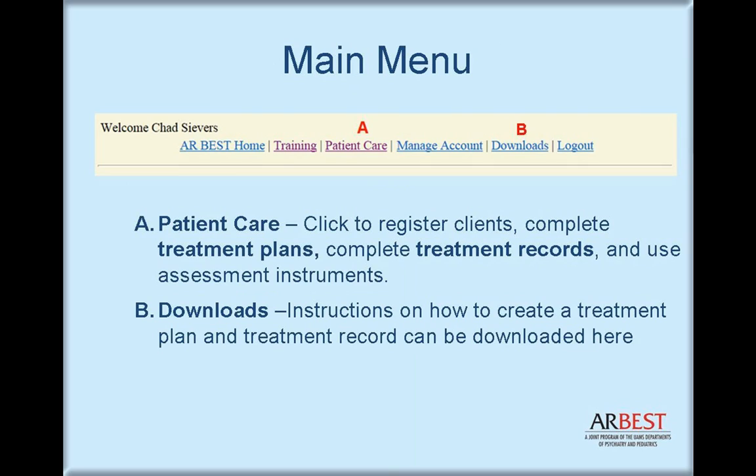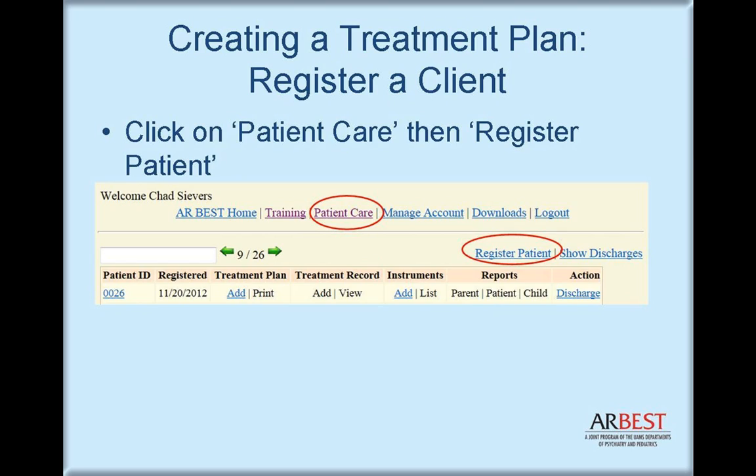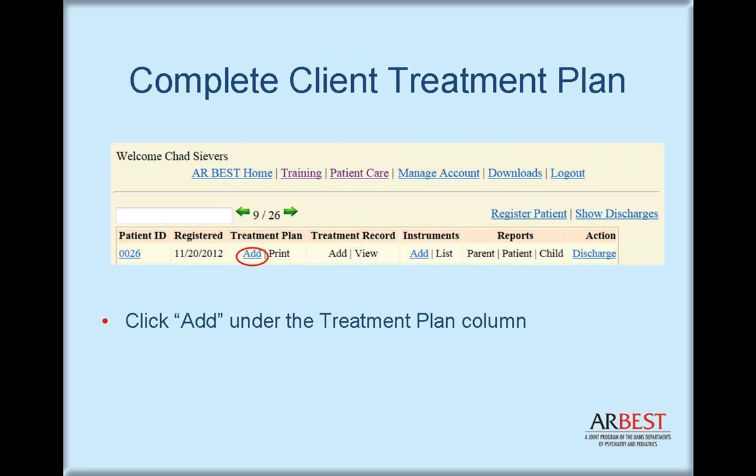Okay, so creating a treatment plan. First you'll need to register a client, and let's assume that we've already registered a client. You go to patient care, and then you'll register your client. This is a screenshot of what it looks like once you've just registered someone. You're going to click the Add button underneath the treatment plan column, and when you do that, a new window is going to pop up.